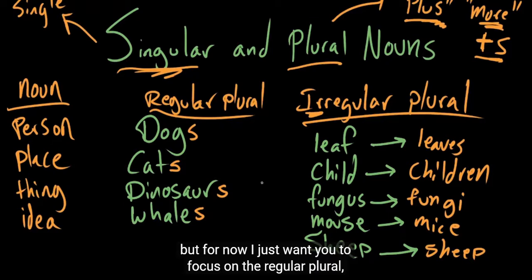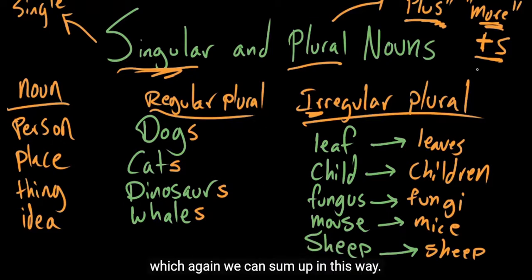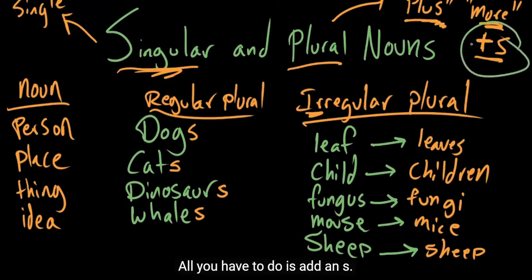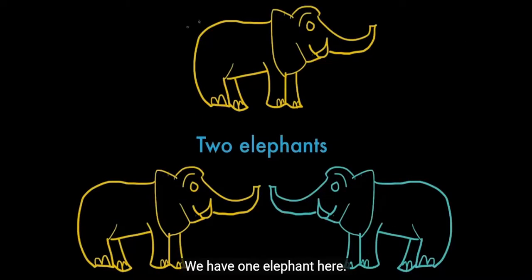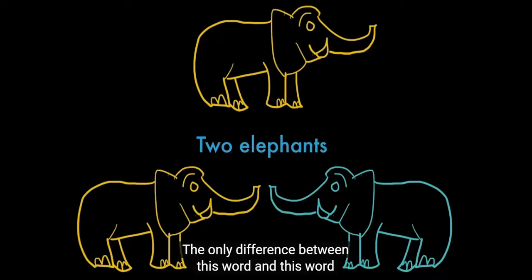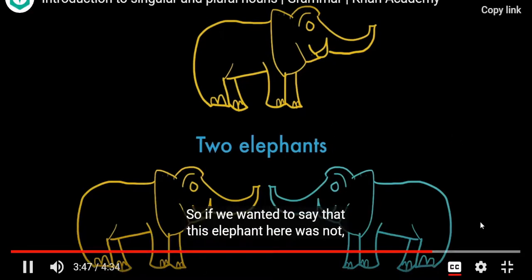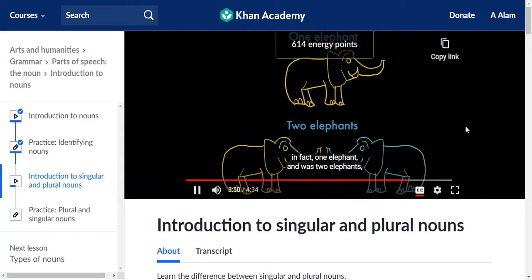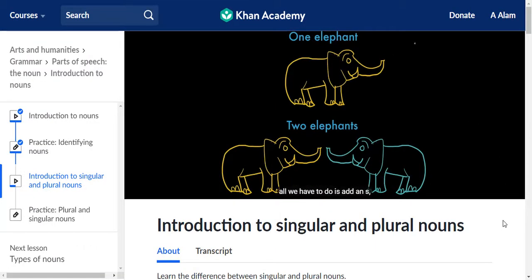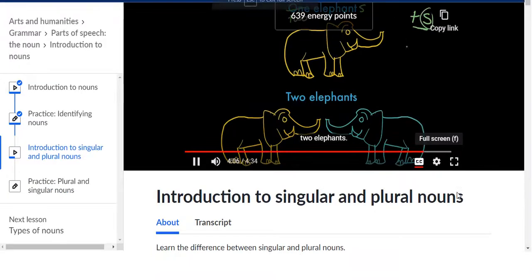But for now, I just want you to focus on the regular plural, which again we can sum up this way. All you have to do is add an S. Here's a good example, right? We have one elephant here, and down here we have two elephants. The only difference between this word and this word is that this one has an S on the end of it. So if we wanted to say that this elephant here was not, in fact, one elephant and was two elephants, all we have to do is add an S. We're changing it from singular to plural. And remember, plural comes from plus. You add an S. So one elephant becomes two elephants.